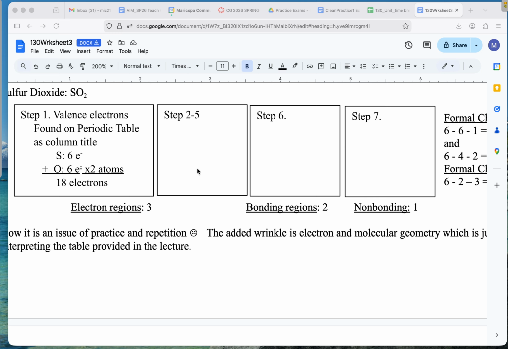What does octet mean? How many electrons around that? So you've got 8 and 8, which is 16 electrons. You need 18. So could that be a representation for a different molecule? Yes, but it's not the representation for this molecule. Where do you have to put that last pair of electrons?